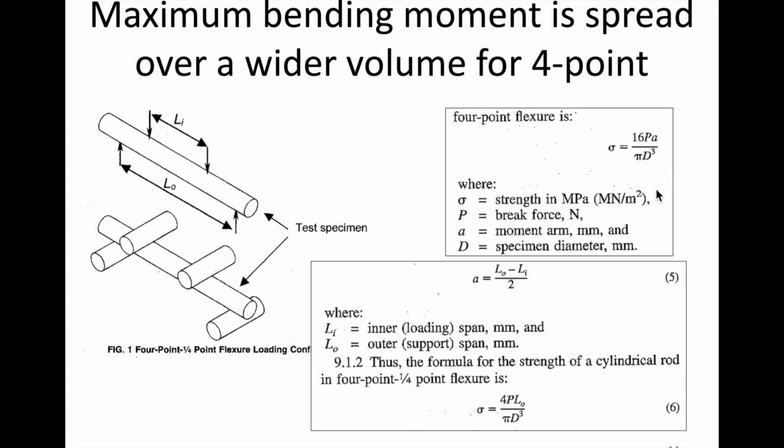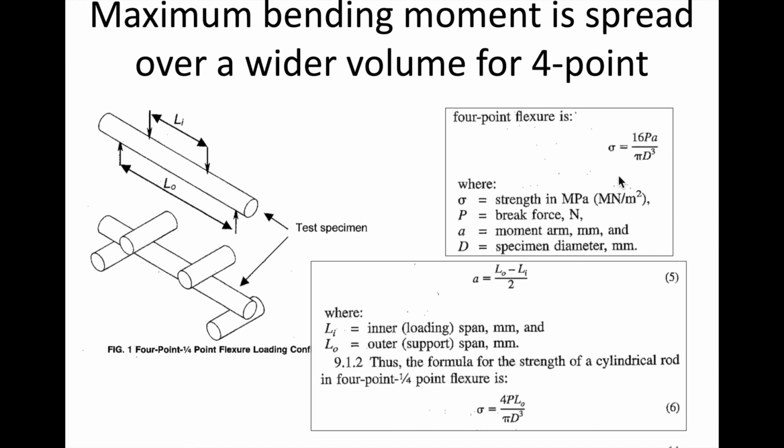And then on the bottom, since this is a circular cross section, we use the specimen diameter in millimeters. So if we use millimeters for everything and newtons for the break force, this ends up being in megapascals, because that's equivalent to newtons per millimeter squared.